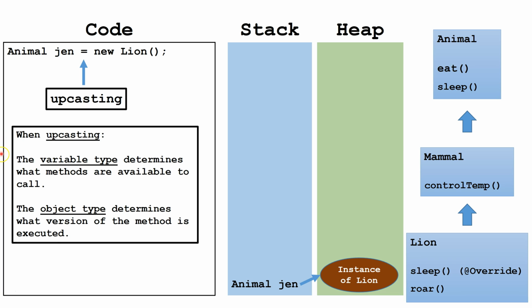When upcasting, the variable type determines what methods are available to call. So, eat and sleep are available to be called from gen. The object type determines what version of the method is executed. Eat is inherited all the way down to lion. However, we override sleep in the lion class, so it'll call the version of sleep in lion since it is pointing at an instance of lion.